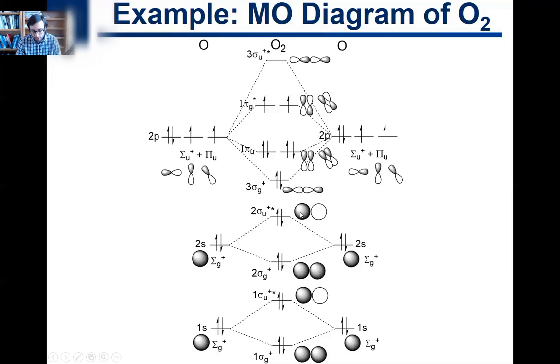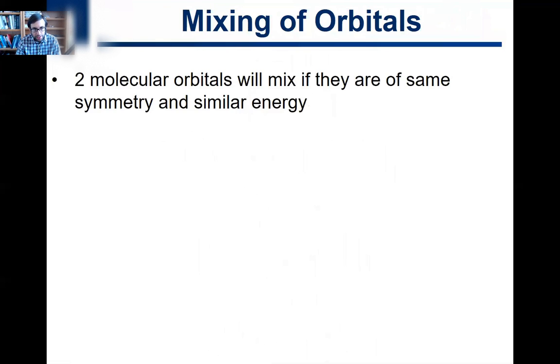The nice thing about molecular orbital theory is that once you have one MO diagram done, then you can look at isoelectronic species very easily. And so we're going to do that in a little bit. But first, I just wanted to bring up this idea of mixing of molecular orbitals.